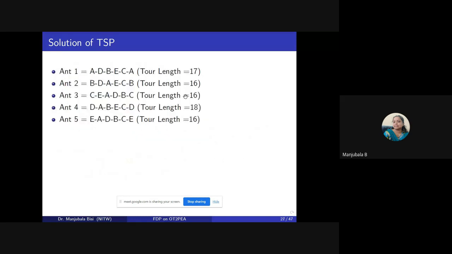Suppose you are getting these. Which one is the best solution? Whichever is giving the minimum tour length. Suppose you can go for ant 2 or ant 3. So this may be one of the possible solutions, or this may be one of the possible solutions. But you have to repeat for the number of iterations, so that your termination criteria should be satisfied.